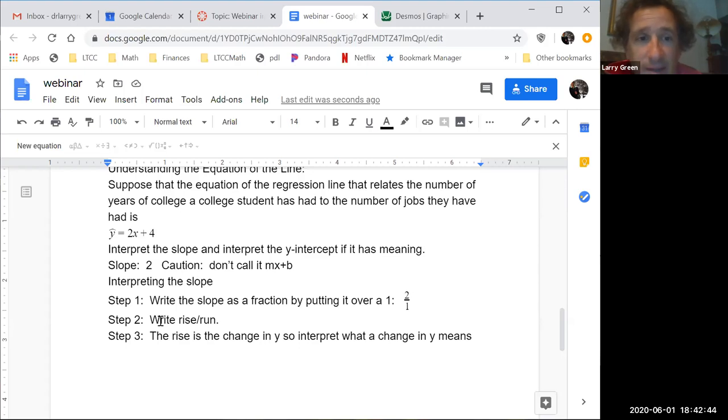Yeah, y is not the number of college. Yeah, it's the number of jobs. Okay, so the y is the number of jobs and the x is the number of college. So what we can say is that the rise represents the change in the number of jobs.